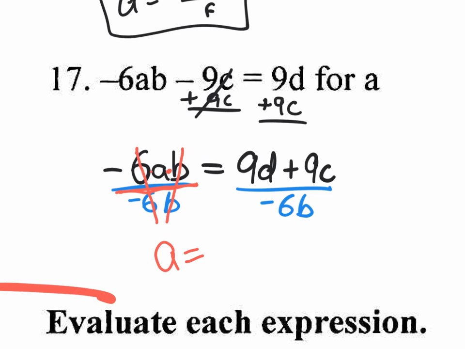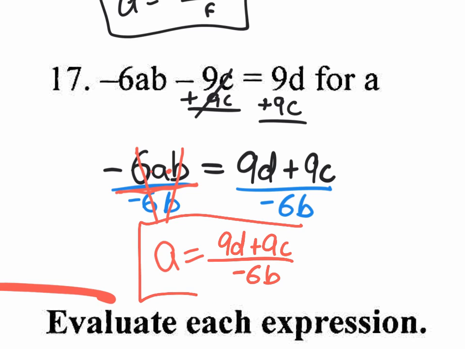Now over here on this side, there's really not much else I could do. I mean, there is actually something I could do, but that's my answer, guys. My answer is 9D plus 9C divided by negative 6B. That's the answer on the back of your worksheet.